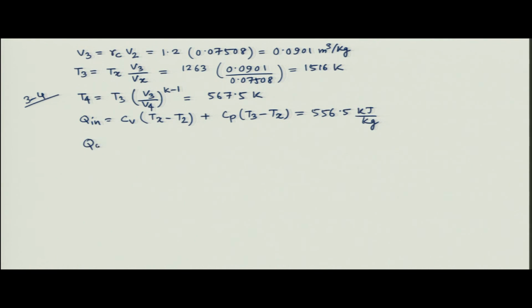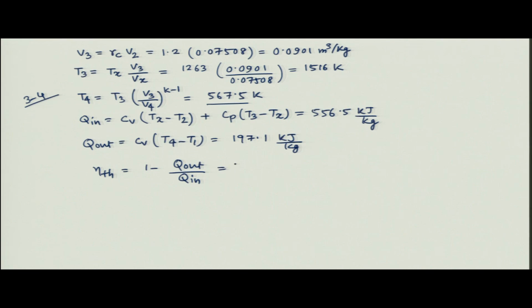The amount of heat rejected is Cv times T4 minus T1. So, T4 is 567.5 and T1 is the temperature 293 Kelvin. So, you can find Qout as 197.1 kilojoule per kg. Then finally, we can find the thermal efficiency, which is 1 minus Qout upon Qin, and if you substitute these numbers in this expression you will get it as 64.6%. So, the efficiency of the dual cycle is 64.6%.